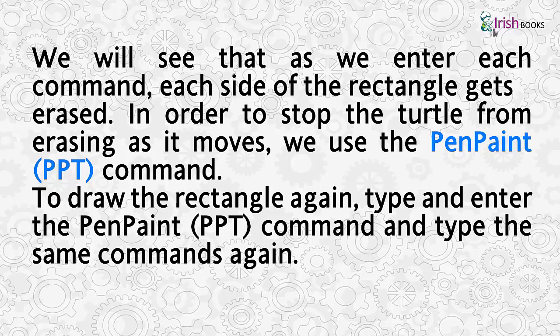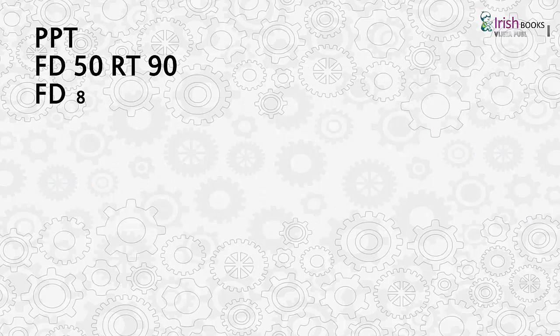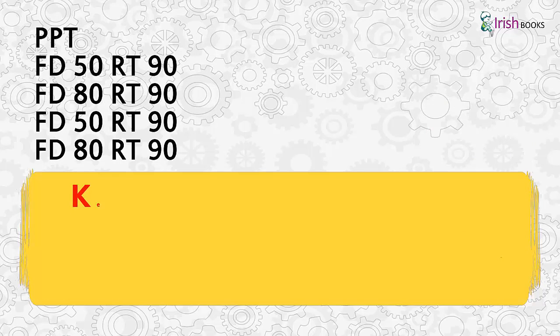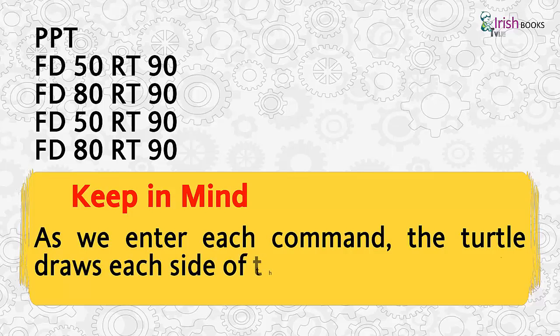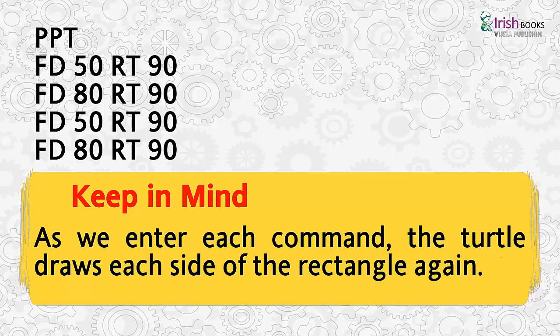In order to stop the turtle from erasing as it moves, we use the pen paint PPT command. To draw the rectangle again, type and enter the pen paint PPT command and type the same commands again. PPT FD50 RT90 FD80 RT90 FD50 RT90 FD80 RT90. Keep in mind, as we enter each command, the turtle draws each side of the rectangle again.